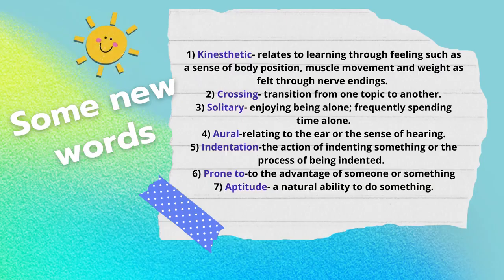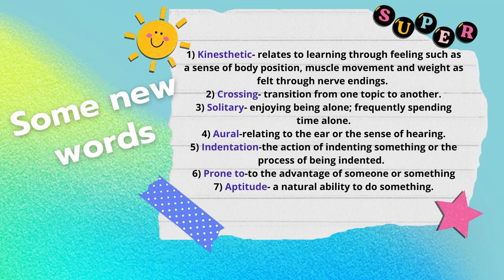Now let's speak about some interesting words. Kinesthetic relates to learning through feelings such as sense of body position, muscle movements, and weight felt through nerve endings. Crossing is a transition from one topic to another. Solitary, enjoying being alone, frequently spending time alone. Oral, relating to the ear or sense of hearing. Indentation, the action of indenting something or the process of being indented. Prone, to be inclined to something or someone. Aptitude, a natural ability to do something.